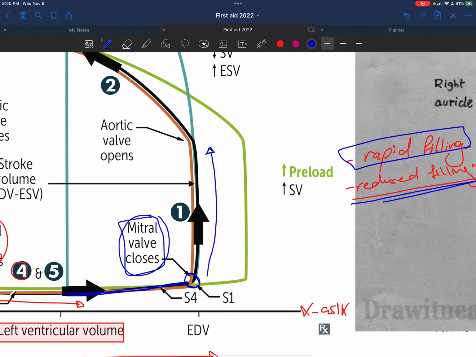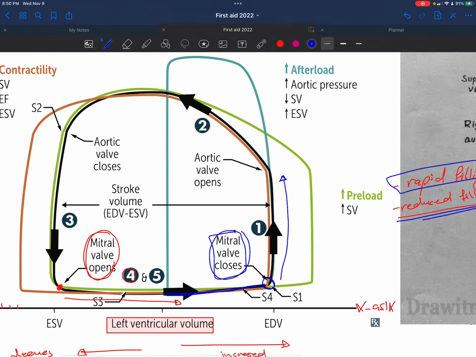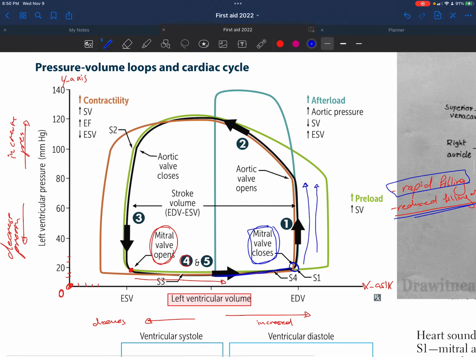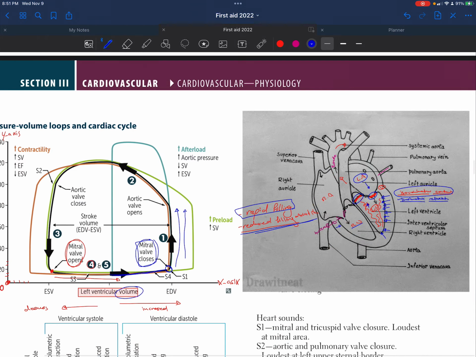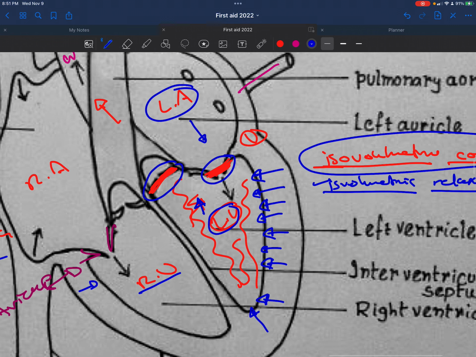In the isovolumetric contraction, as we see, there is an upward going arrow, which means we are increasing the left ventricular pressure, okay? But we are not doing anything with the volume over here because there is no change in the volume. There is only a change in the pressure, until the pressure in the left ventricle goes high enough to be able to push open the aortic valve over here.